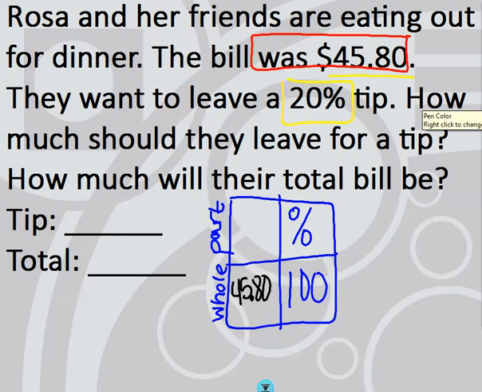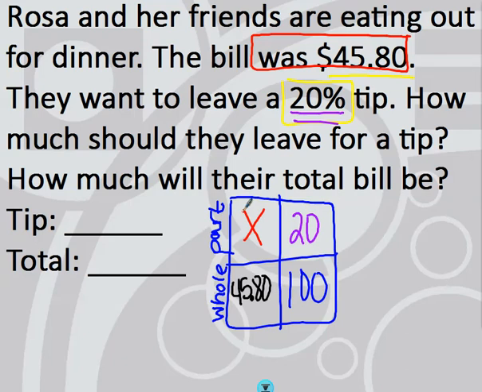Percent is always a number out of 100, so the 100 is going to stay, but our percent, it says we're going to leave a 20% tip. So 20% is your typical tip that you leave if your waitress or waiter did a really good job. So we're going to leave that at 20. Thankfully, they must have done a good job with our food and getting us what we need. So we're going to do 20 out of 100. And I'm going to go ahead and plug in our variable right there. So we're looking for what is the part? What is the part out of the whole of $45.80?